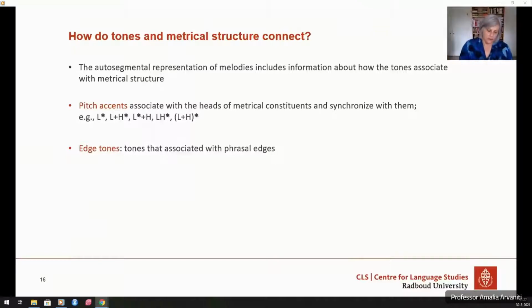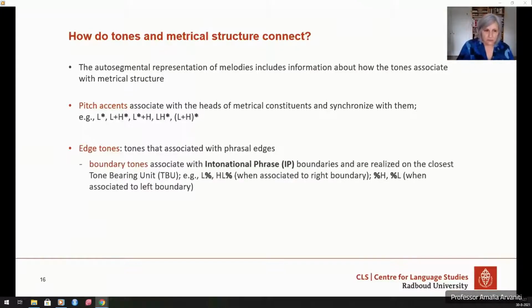Remember that we have tones that associate with boundaries, phrasal edges. And these tones come typically in two flavors. On the one hand, we have boundary tones. These are the ones that everybody agrees on, that associate with the boundaries of intonational phrases. And they are expected to be realized on the nearest tone-bearing unit.